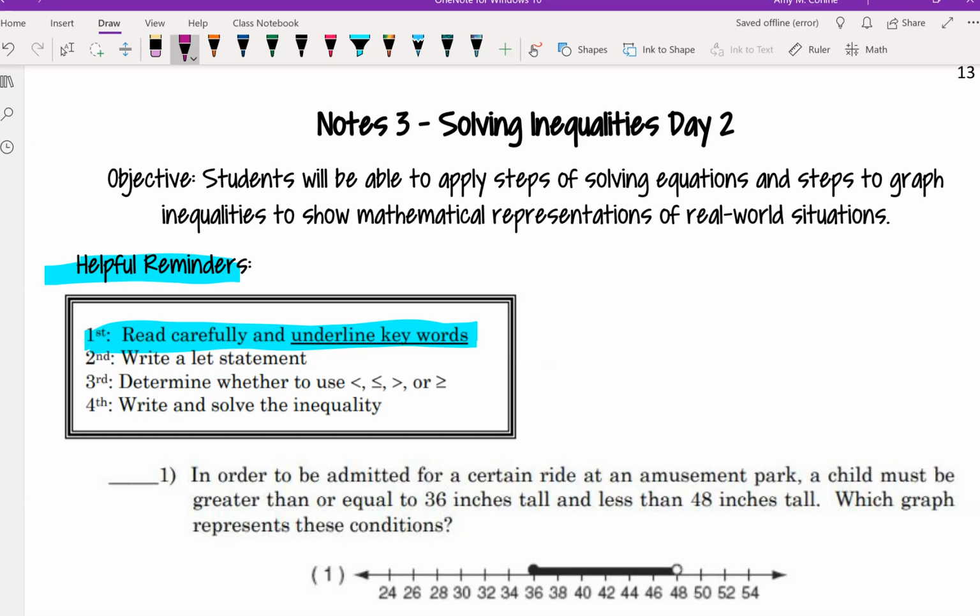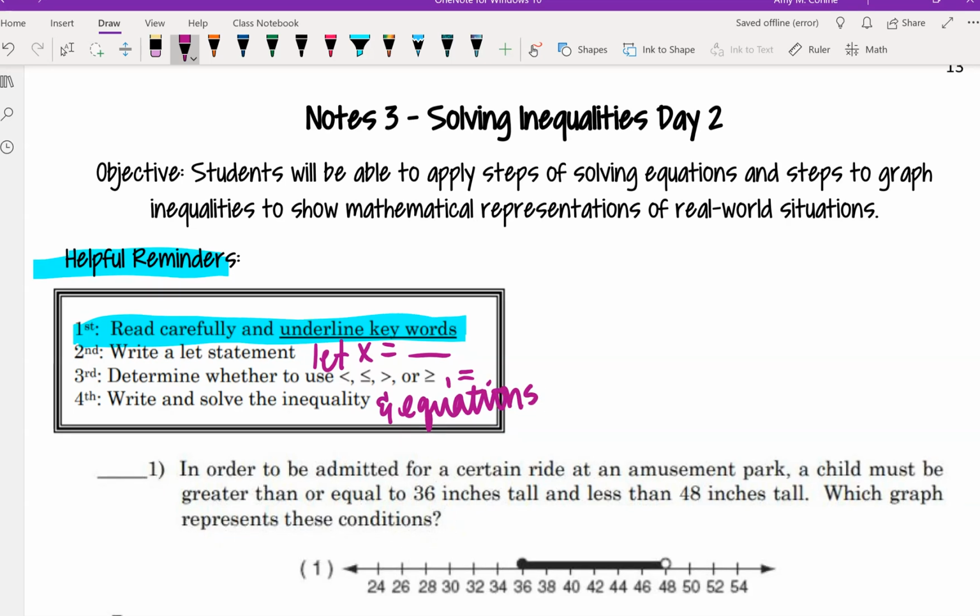Writing a let statement, if you need to, let x equal something, you can write in your let statement. That'll be helpful. Determine what symbol you're using, and I'm going to put an equals in here as well because some of these problems we are creating equations. It's not just inequalities because inequalities and equations go hand in hand. So I'm adding that symbol in there because it's not just going to be inequalities. So then the fourth step, write and solve the inequality and your equations.